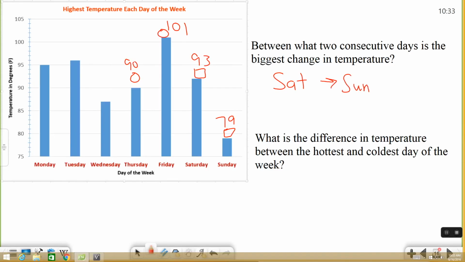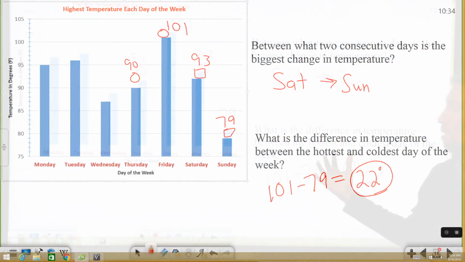Okay, let's get another question. What is the difference in temperature between the hottest and coldest days of the week? Well, this one is a little easier. I just need to find the tallest bar and the shortest bar, and then subtract the two. Fortunately, I've already done that. Friday's definitely the biggest one. Sunday's definitely the smallest. So I need to figure out the difference between 101 and 79. Well, the difference there is going to be, let's see, 101 minus 79 is 22 degrees.